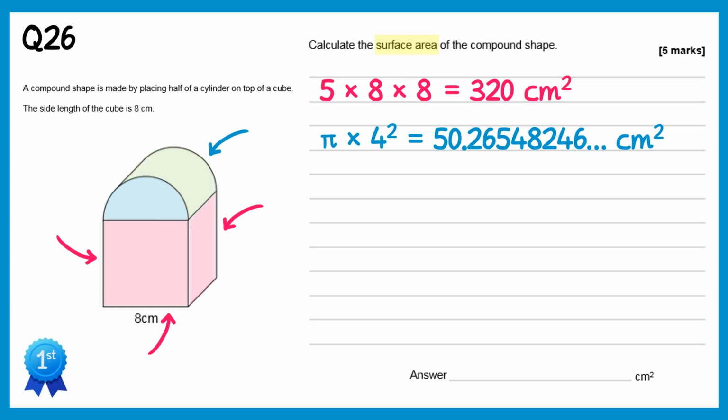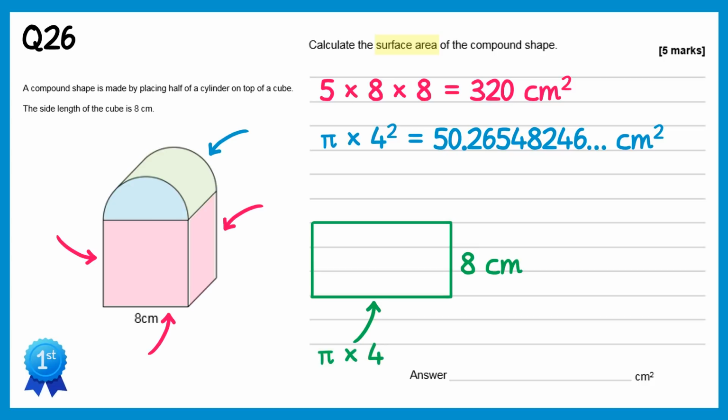If we flatten this out, it would make a rectangle like this. The height of that rectangle would be 8, because it's the same as the side length of the cube. Normally, for the surface area of a whole cylinder, this bottom length here represents the circumference, which would be pi times diameter. But this time it's only half of it, so it would be pi times the radius. We already know the radius is 4, so this is pi times 4.